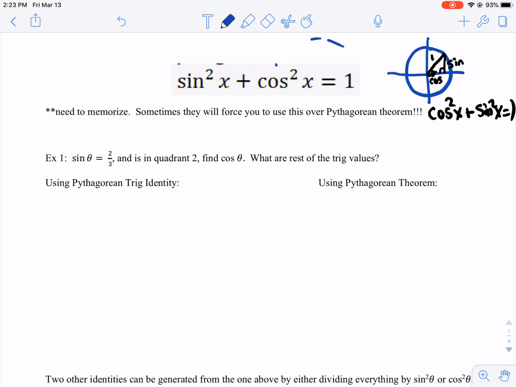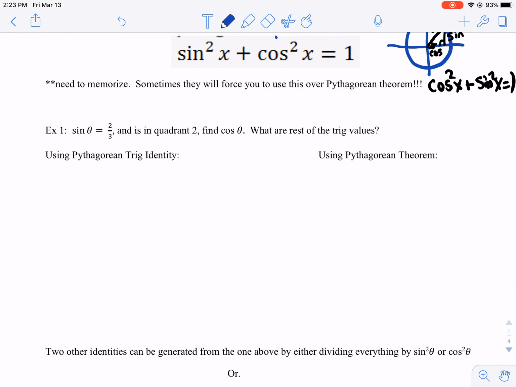So for example 1, it says the sine of some angle is 2/3. It's in quadrant 2. When they tell you what quadrant the angle's in, that's just to help you decide if it's positive or negative, which we will worry about at the end. So they want us to find the cosine of theta and the rest of the trig values. The question itself was not worded in such a way that it says we have to use the identity, but they could easily change the wording and make that happen. So we're going to do it both ways.